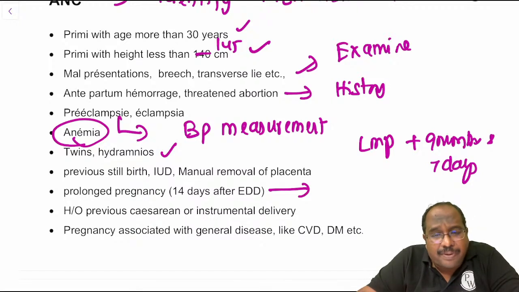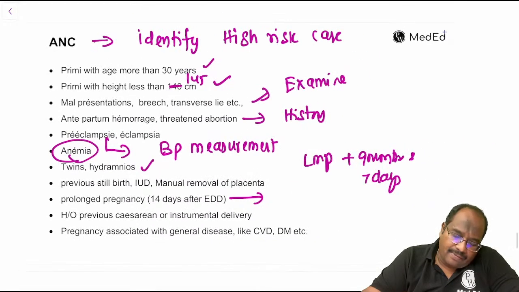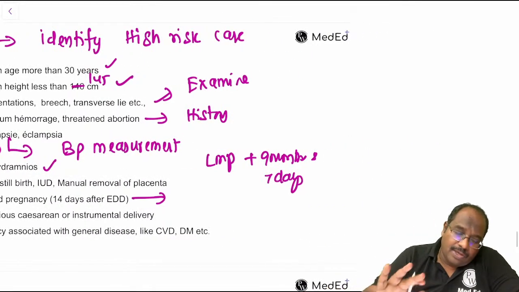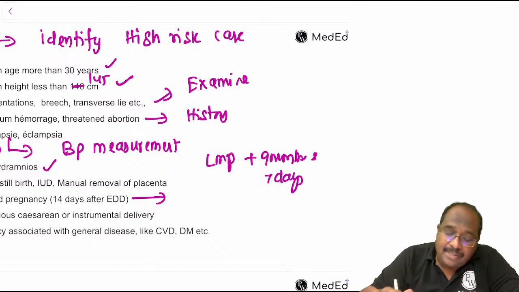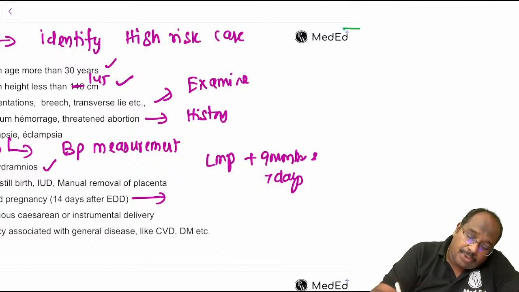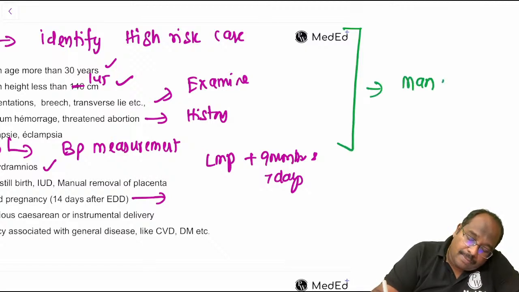Then you are going to ask previous history of cesarean section, instrumental delivery, or any cardiovascular disease. What is the primary objective? I am repeating here. The primary objective is to identify whether it is a high risk case or not. Am I clear? Based on this, you can give advice. You can go for management.